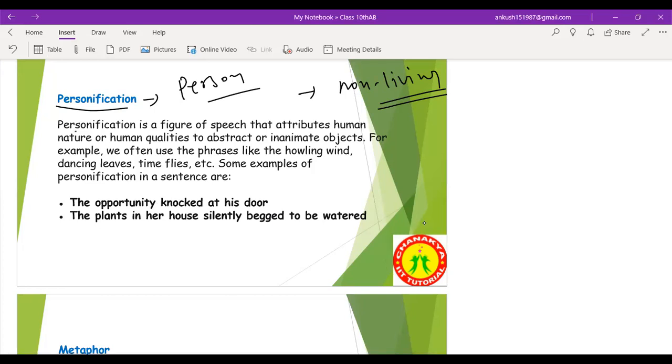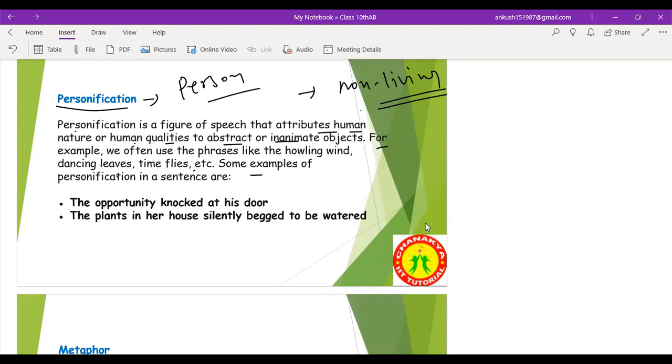Personification is a figure of speech that attributes human nature or human qualities to abstract or inanimate, in the sense non-living, objects. For example, we often use phrases like the howling wind, dancing leaves, time flies, etc. Whenever these phrases are used, they attribute to non-living things qualities that can be expressed only by human beings. At that time, the figure of speech personification is used.